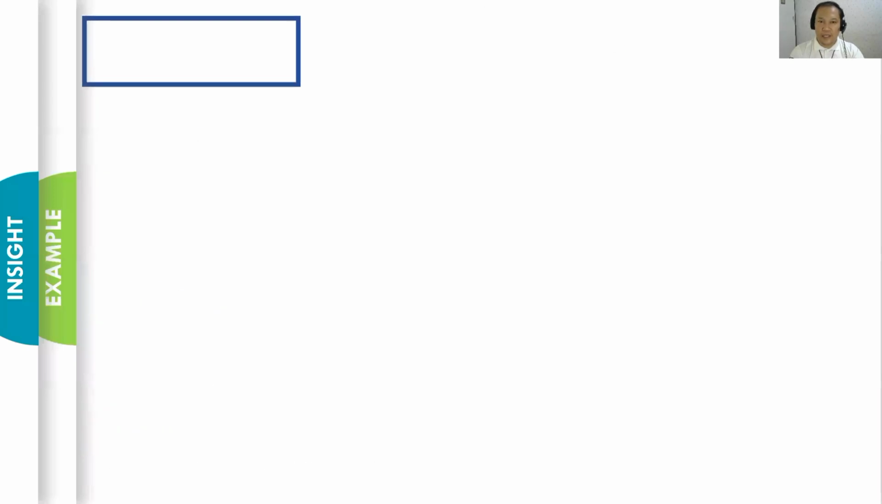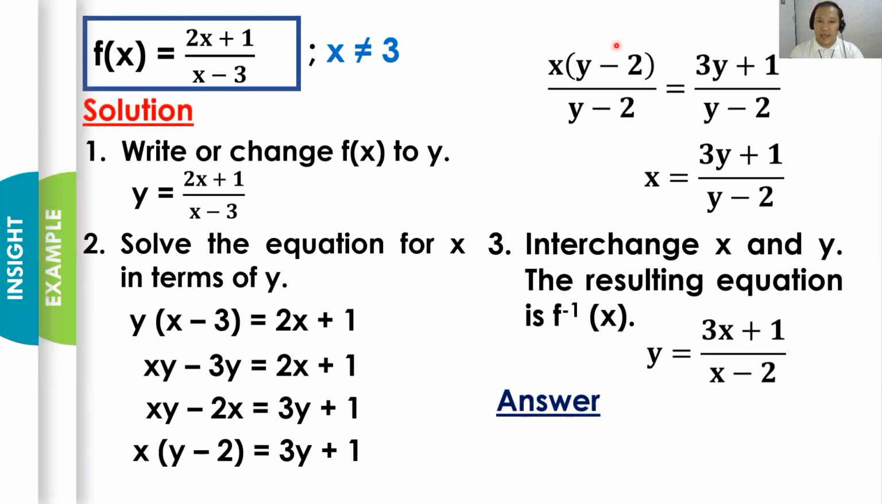Okay, another example that we have is a rational function. Okay, and when we talk about rational functions, in our previous discussion, we have a restriction for our denominator so that we are not going to come up with an undefined solution. Therefore, in this case, we are going to have a restriction for our x. Therefore, x should not be equal to positive 3 so that we are not going to have an undefined solution.